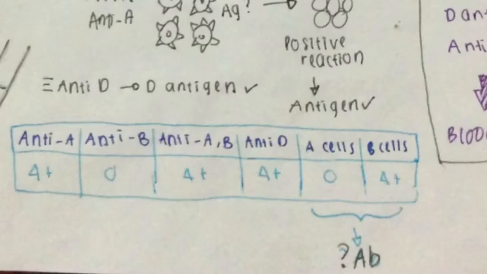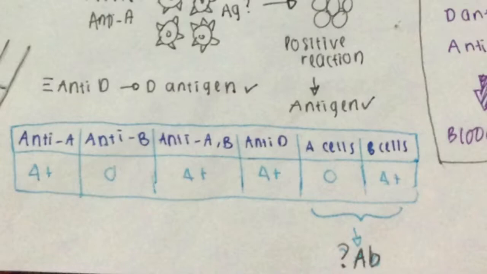For anti-A,B, this reagent is to confirm the presence of either A or B antigen, so it will be positive if either one of the antigens is present and it will be negative if both antigens are absent.